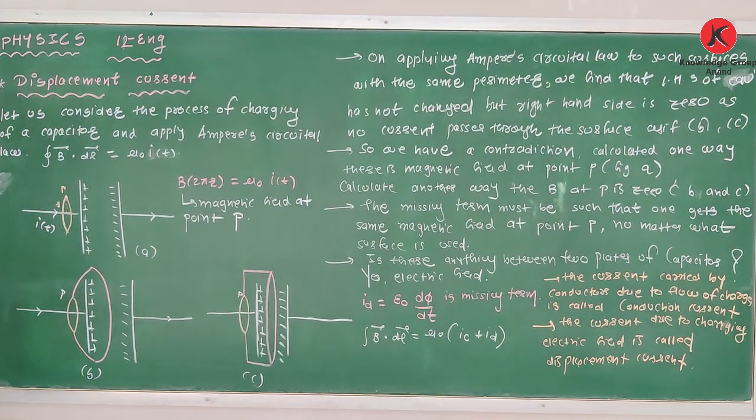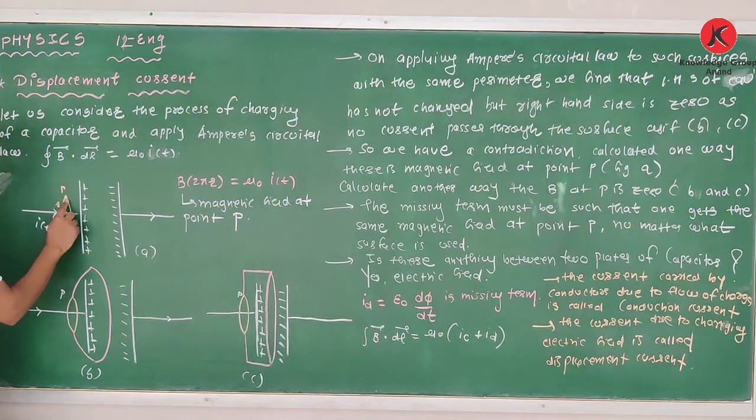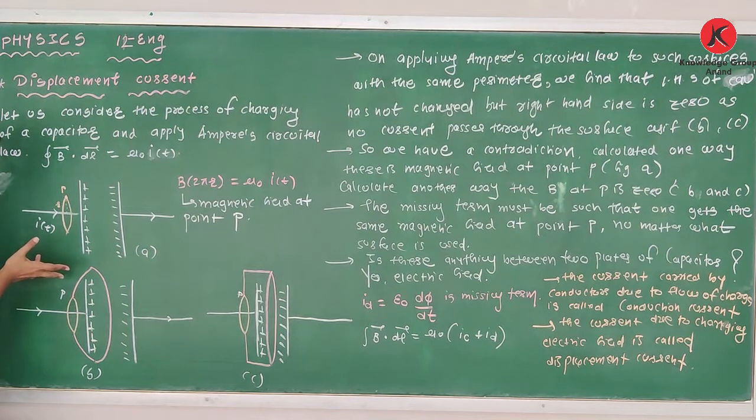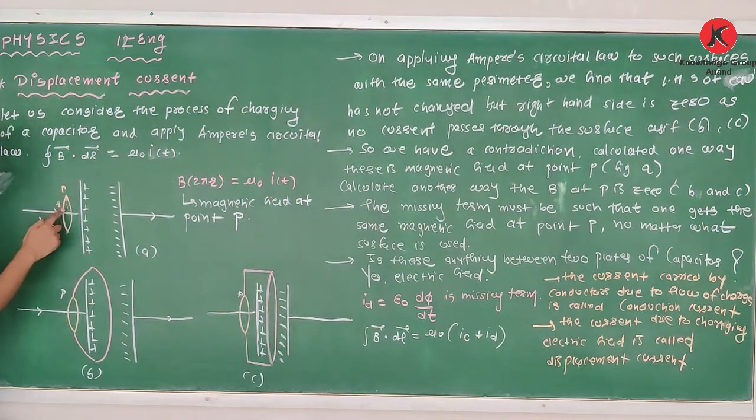And how to find that magnetic field? I have presumed an Amperian loop of radius r. As it is circular, at each and every point the magnitude of the magnetic field is the same and the direction is tangential. Yes, you know it. So at each and every point on this Amperian loop having radius r, the magnetic field's magnitude is the same, and its direction is along the tangent.